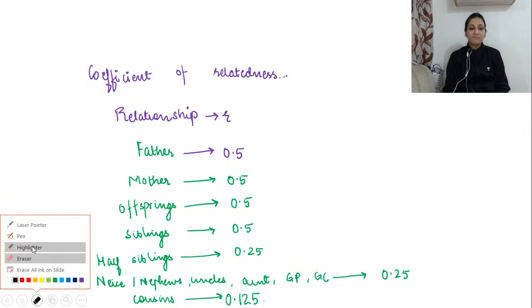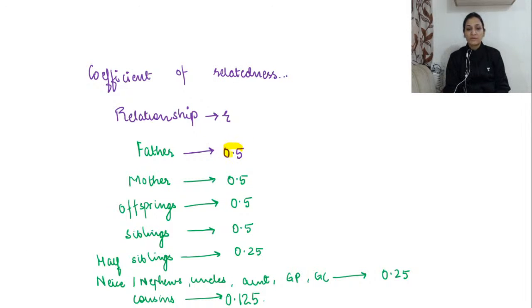It is not difficult to remember. It is very easy. So if we are seeing father, it is 0.5. If we are seeing mother, it is 0.5. Siblings, 0.5. If we are seeing half siblings, it is 0.25. If we are seeing nieces, nephews, aunts, grandparents, grandchildren, it is 0.25. And for cousins, it is 0.125. So this is the coefficient of relatedness which we should know.